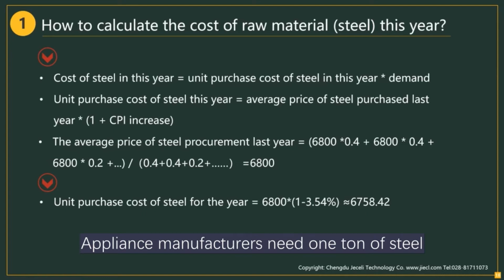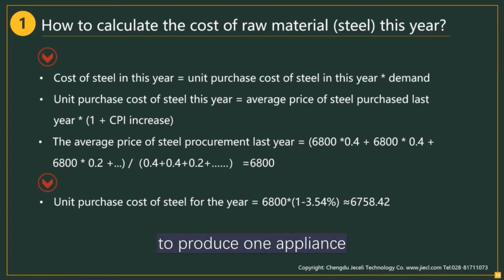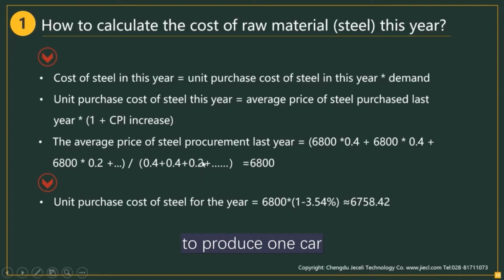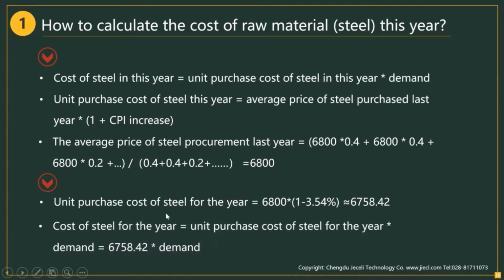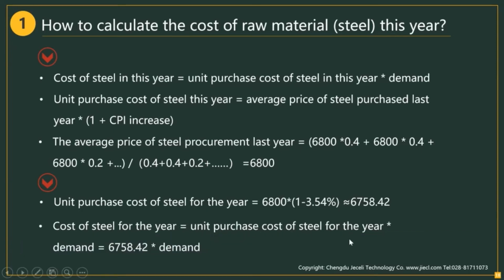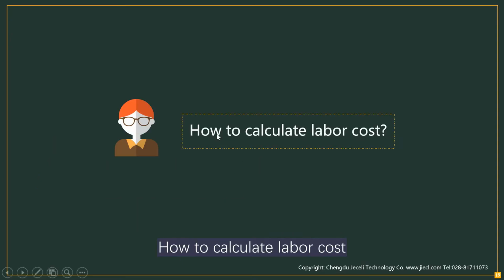The demand for steel for this year can be calculated from the order bidding results. Appliance manufacturers need 1 ton of steel to produce 1 appliance. Automobile manufacturers need 10 tons of steel to produce 1 car. Cost of raw material steel for this year is equal to unit purchase cost of raw material steel for this year times demand, which is 6,758.42 times demand.